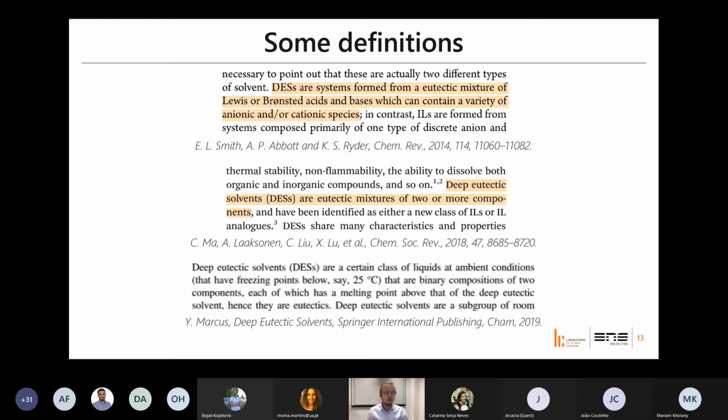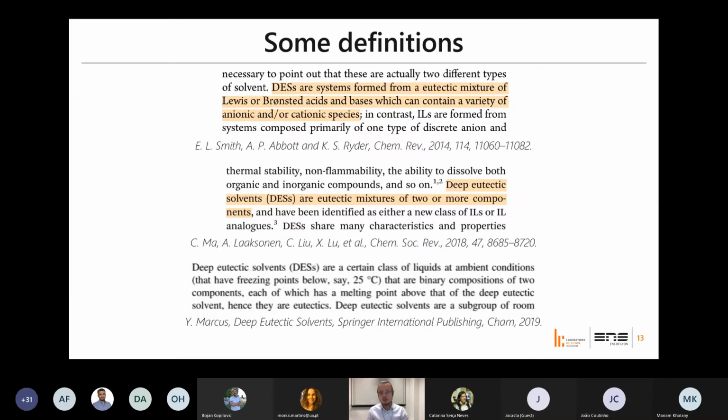And then there's also a definition that is very broad, in a recent review on the effect of water on ionic liquids and deep eutectic solvents, where it basically says that deep eutectic solvents are eutectic mixtures. And I think if we already have a term eutectic mixtures, we don't need another term deep eutectic solvents. So I think this one is too broad.